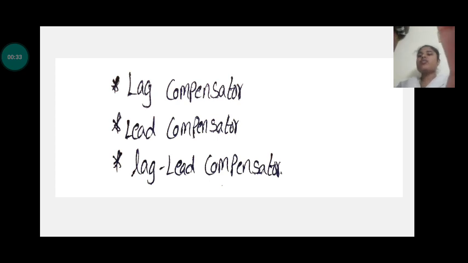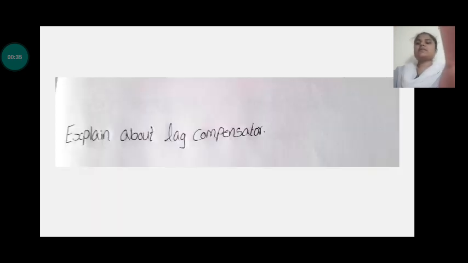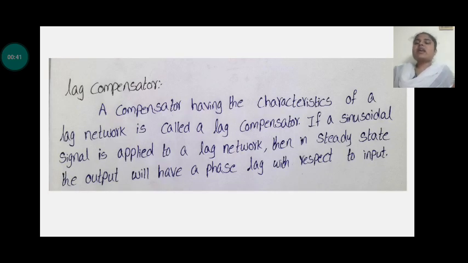Now let me tell you about the lag compensator. A compensator having the characteristics of a lag network is called a lag compensator. If a sinusoidal signal is applied to a lag network, then in steady state the output will have a phase lag with respect to the input.